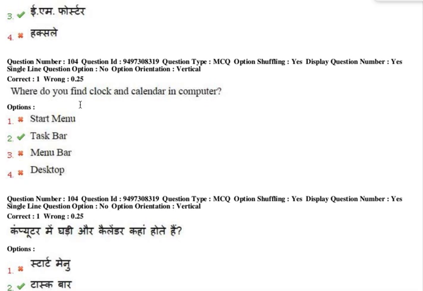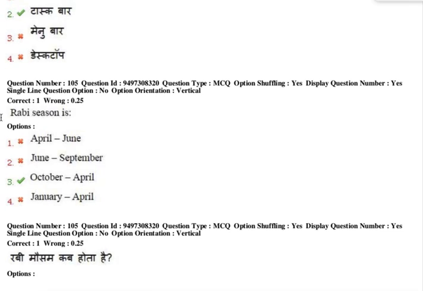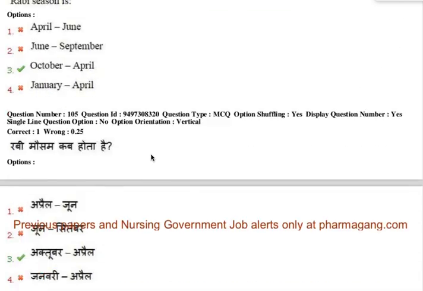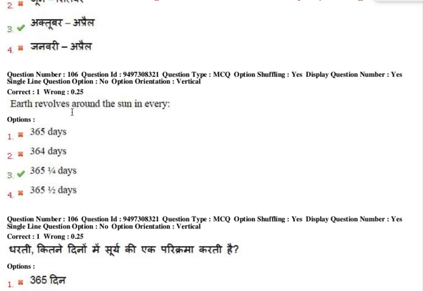Next question. Where do you find the clock and calendar in a computer? Right answer is second, taskbar. Next question. Rabi season is? Right answer is third, October to April is the Rabi season. Next question. Earth revolves around the sun in every 365 1/4 days.